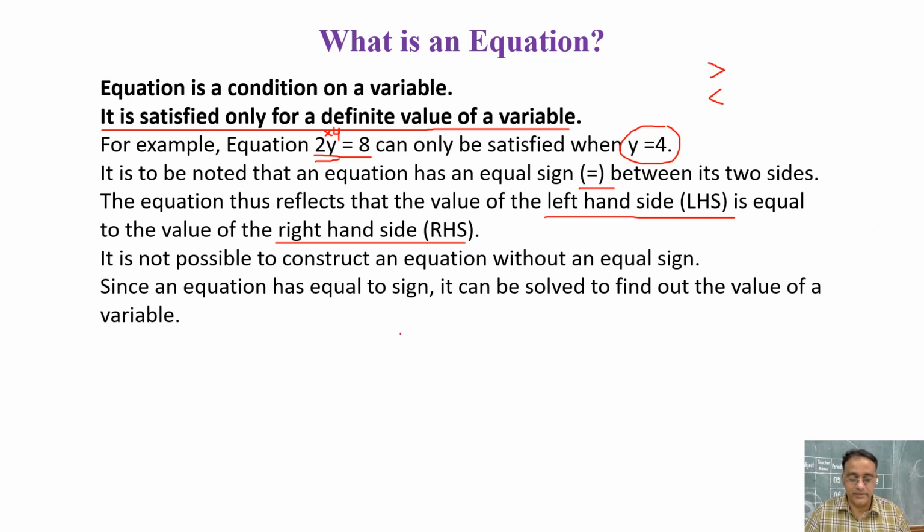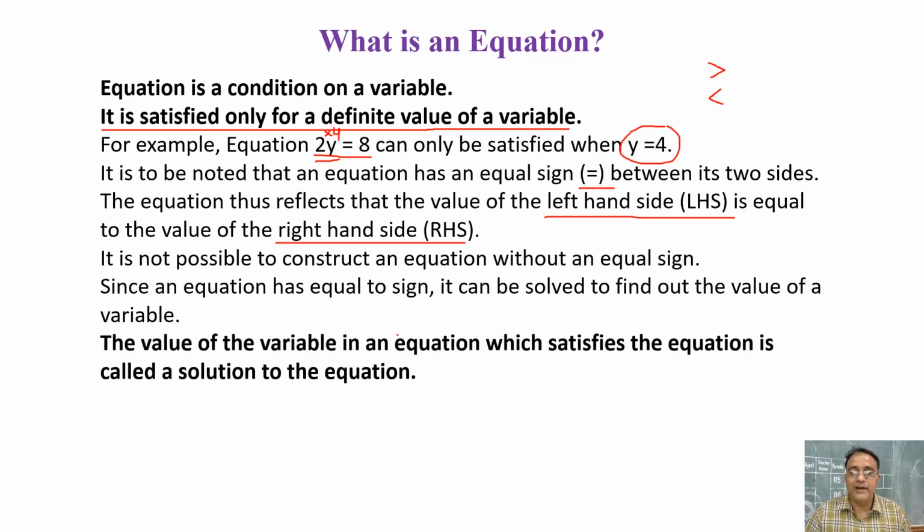Since an equation has an equal to sign, it can be solved to find out the value of a variable. And the value of the variable in an equation which satisfies the equation is called the solution to the equation. Here in this example, it is satisfied for 4. That means y is equal to 4 is a solution of this equation.